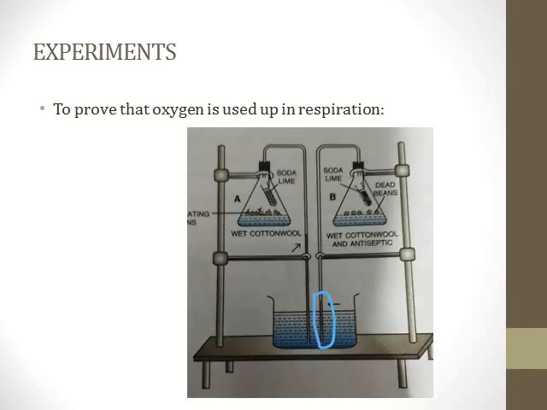So this proves that oxygen was absent in flask A, showing thereby it was utilized by the germinating seed, and the volume of oxygen so used up was indicated by the rise of water level. So now you can understand why the water level is increased there. Because of the utilization of oxygen, the water level is increased in the delivery tube of flask A. So this is the first experiment.